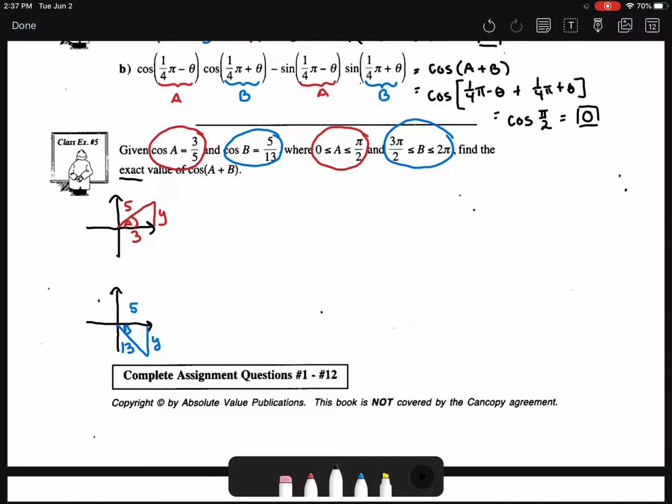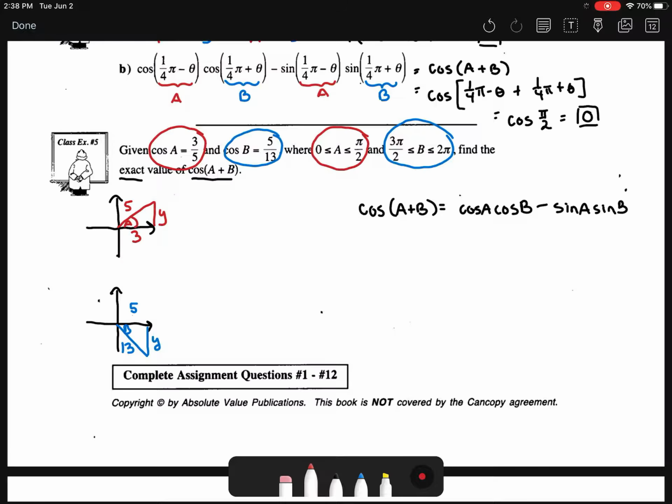So what they want, again, is the exact value of cos A plus B. So I'm going to write this out here, the cosine of A plus B. Well, that's my identity for cosine, right? I need the cos of A, cos of B. I have both of those. What I do not have is what follows, minus sine A, sine B. I don't know those. So I have to go back to my diagrams and figure out the y values of those triangles and therefore come up with an expression for the sine of each of those angles.